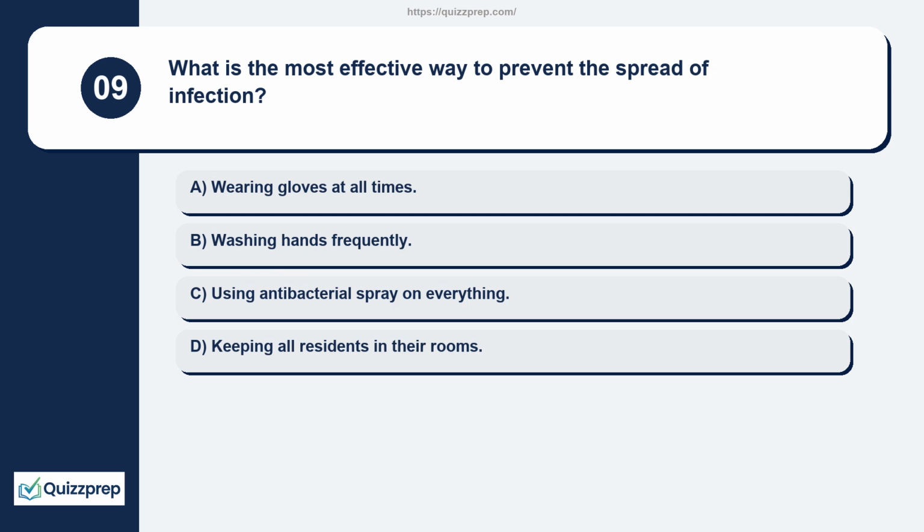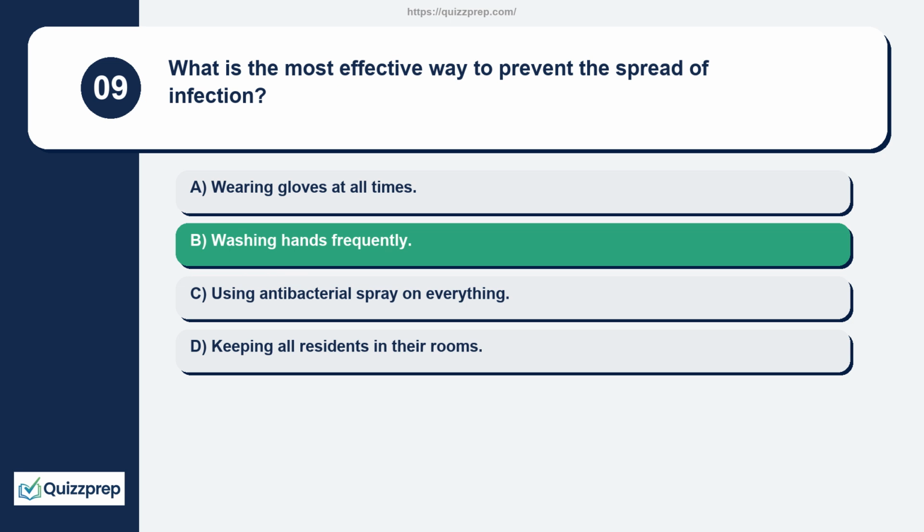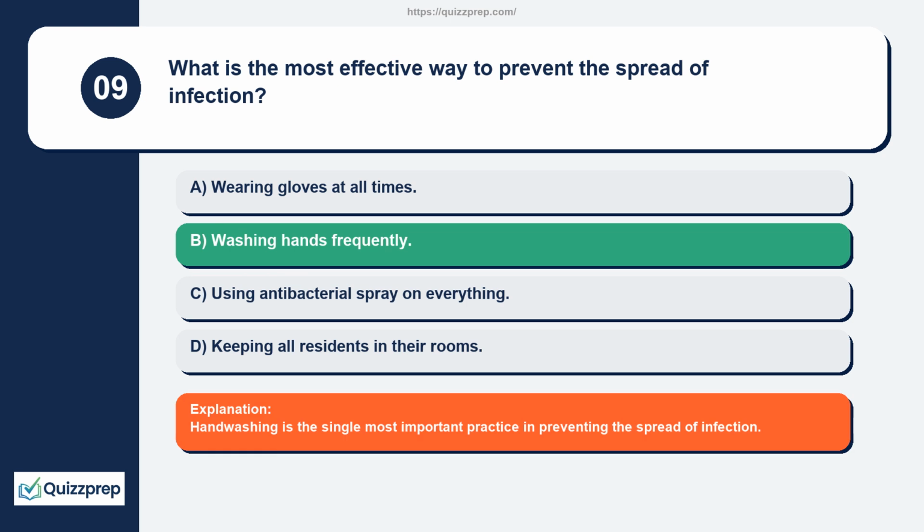Question 9. What is the most effective way to prevent the spread of infection? Wearing gloves at all times, washing hands frequently, using antibacterial spray on everything, keeping all residents in their rooms. Hand washing is the single most important practice in preventing the spread of infection.